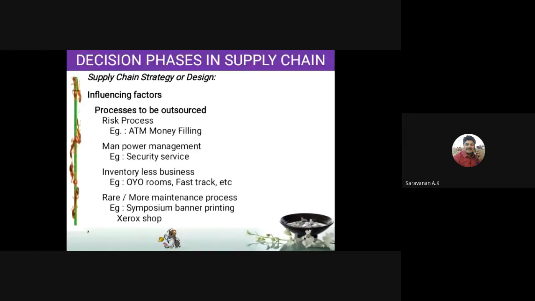And manpower management. If you take colleges and industry, the security persons and housekeeping persons will not be employees of that firm. They are employees of some other third-party security agency or manpower agency. The manpower agency has a contract with the firm and based on that they supply the manpower. Next is inventory-less business. OYO rooms. If you take OYO, they are not having any rooms or hotels of their own, but they are linked with hotels which already exist. So this is what we call inventory-less.